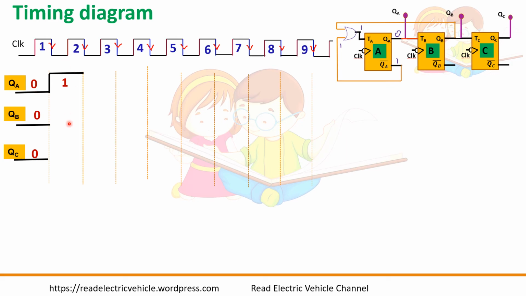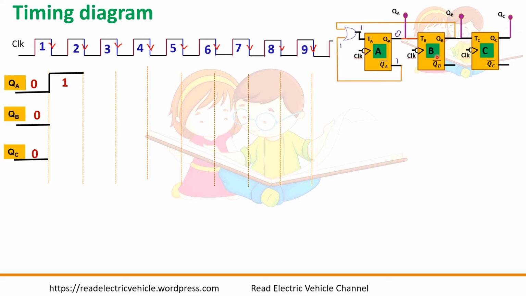At the same instant, what happens to QB and QC? Because you see, all the clocks are the same. This is a synchronous counter. In a synchronous counter, all the clocks are the same. All flip-flops are given the same clock.